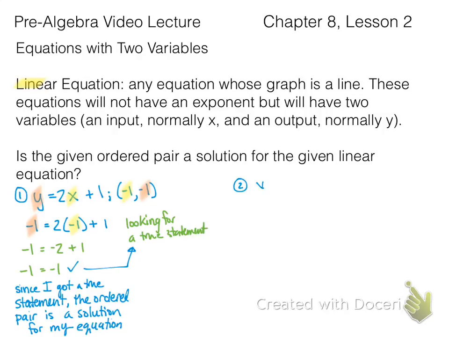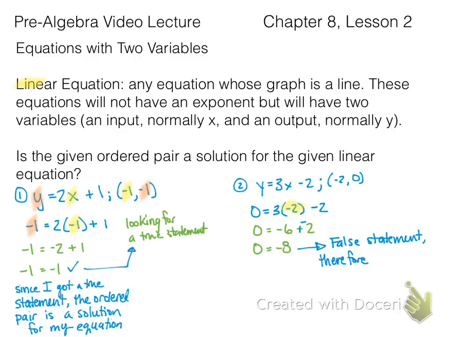Well, let's try this next one. We have y equals 3x minus 2, where x is -2 and y is 0, according to my ordered pair. I'm going to replace the y with 0 and the x with -2. Notice that I put it in parentheses so that I know it's not 3 -2, it's actually 3 times -2. I'm going to do order of operations, multiply it, then subtract, or I can add the opposite, which I prefer to do, and I get 0 equals -8, which is definitely a false statement. Therefore, the point -2, 0 is not a solution for this equation.